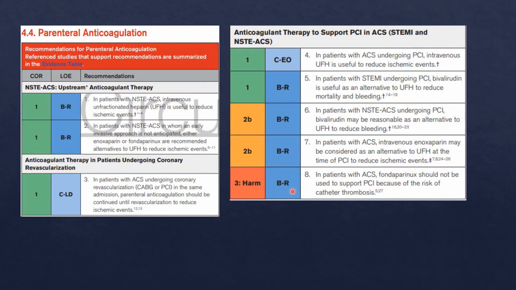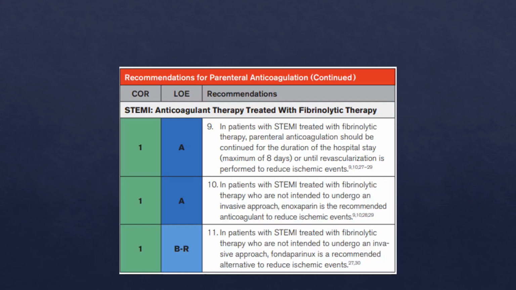And for patients who have undergone fibrinolysis for STEMI, they should be anticoagulated for a maximum of 8 days or until a revascularization is performed. And in these patients, enoxaparin can be given, and if the patient is not intended to undergo any invasive procedure, then fondaparinux can be given as well. This table shows the doses of different anticoagulants in ACS.